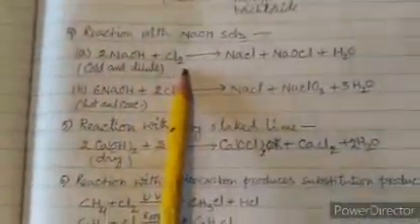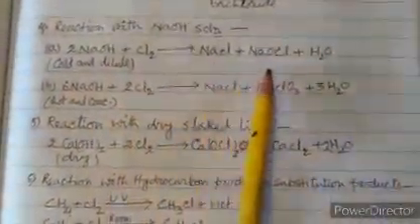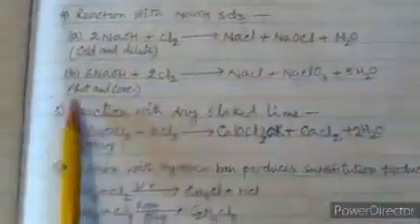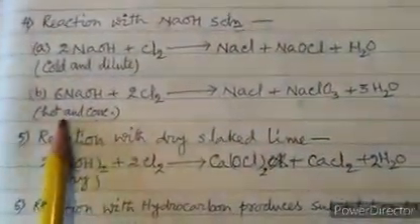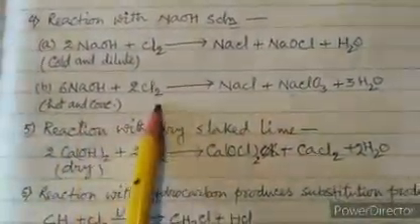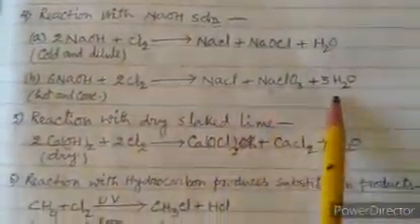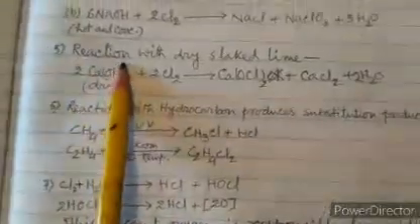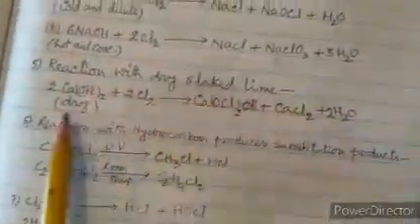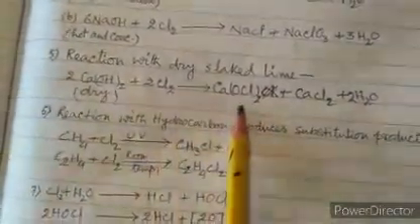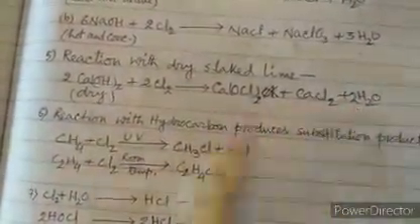Reaction with NaOH solution. When NaOH is cold and dilute, it reacts with chlorine to produce NaCl, NaOCl and water. When hot and concentrated, chlorine reacts to produce NaCl, NaClO3 and water. Next, reaction with dry slaked lime. When dry slaked lime is treated with chlorine gas, it produces bleaching powder, calcium chloride and water.